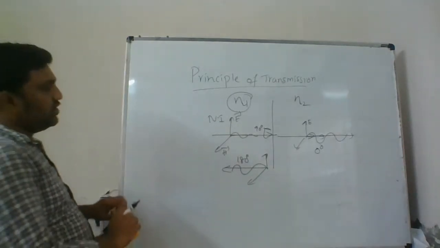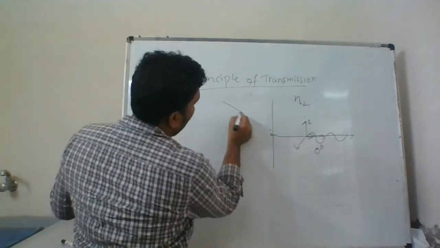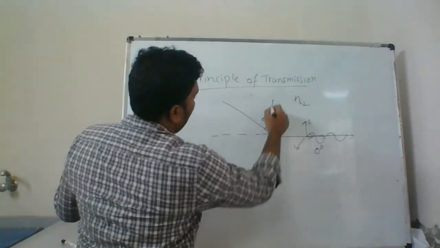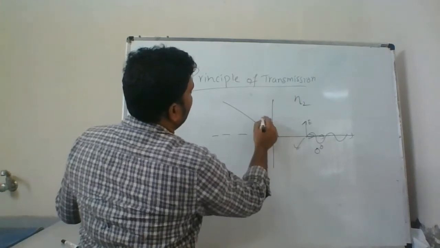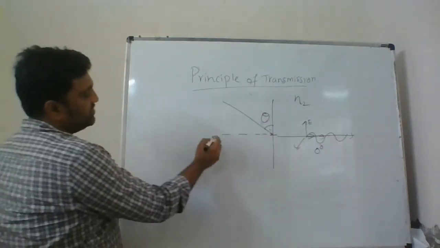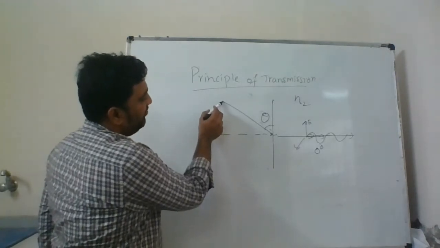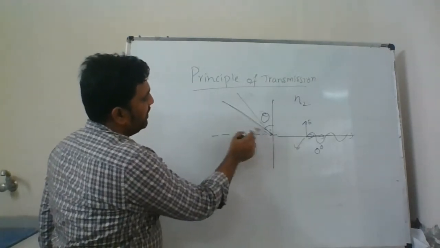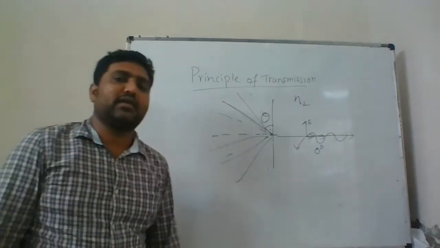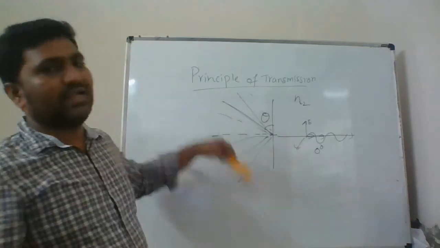Next, if I launch the electromagnetic wave from medium 1 into medium 2 at an angle other than 90 degrees, with an angle theta which is not equal to 90 degrees, in this way or this way or this way, any angle other than 90 degrees is called oblique incidence. So you are launching obliquely.